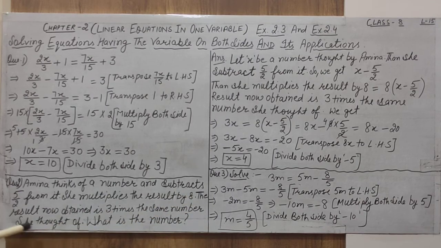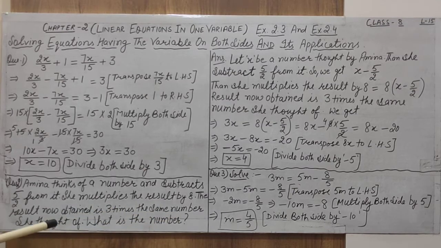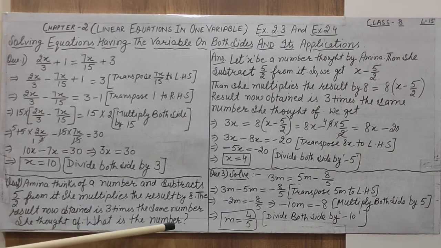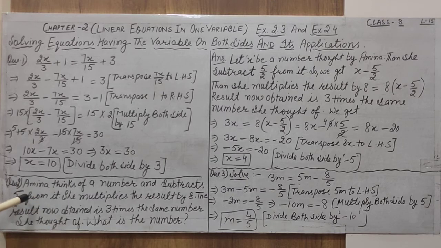Next, the result now obtained is 3 times the same number she thought. जो result हमें after second statement मिला, वह 3 times है the same number she thought, मतलब जो अमीना ने यहाँ नंबर सोचा था उसका 3 टाइम्स इस सेकंड सिचुएशन के रिजल्ट के इक्वल में। Alright, what is the number? Now you have to read the statement at least 2 times and write down step by step each statement. Again start with the statement, read it again and write down now.